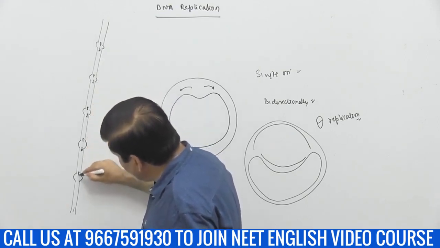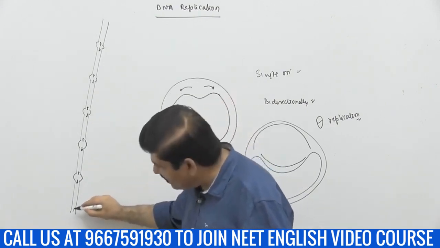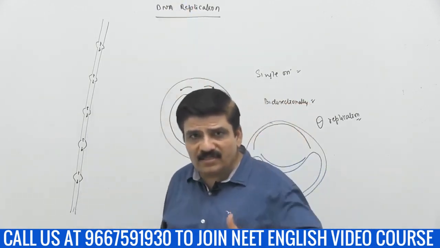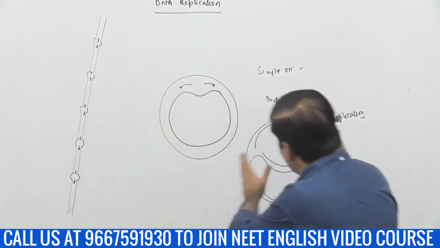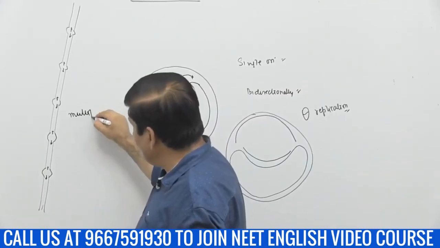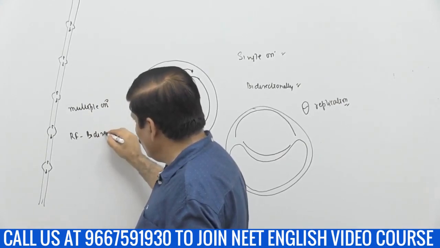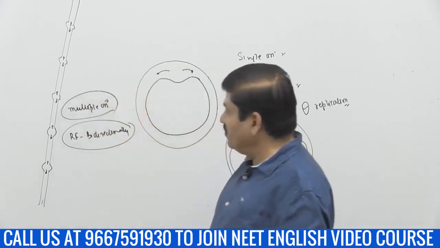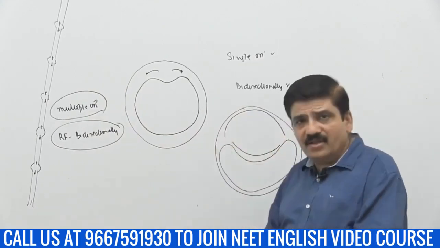Please understand that the replication fork moves bidirectionally; we simplified the diagram and started from one end. It does not mean that in eukaryotes the replication fork moves unidirectionally. It actually moves bidirectionally as well. So if I compare this with the prokaryotic phenomenon, there are multiple ori in eukaryotes, and the replication fork again moves bidirectionally. This is a very important difference between prokaryotes and eukaryotes.